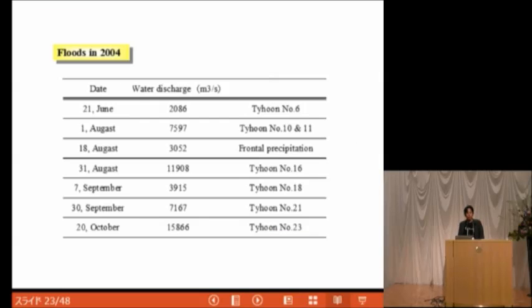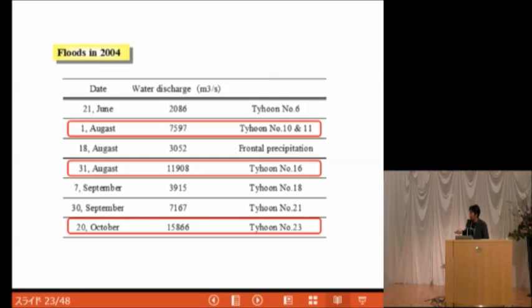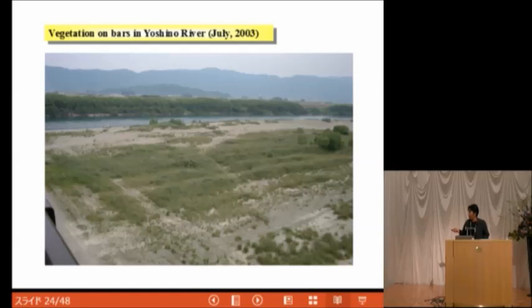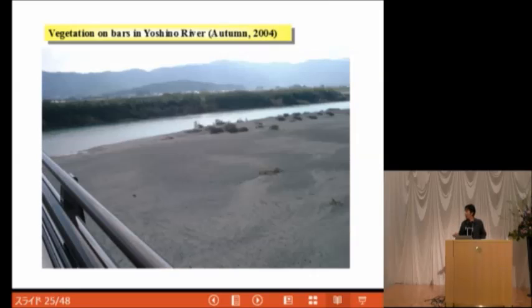In 2004, the Yoshino River had so many floods: 7 typhoons and 1 frontal precipitation. Until 2003, vegetation area increased year by year. However, in 2004, vegetation was washed away completely. We picked up the 3 largest floods here. Before 2004, the bed is covered by the vegetation, but after the flood, all vegetation is washed away.